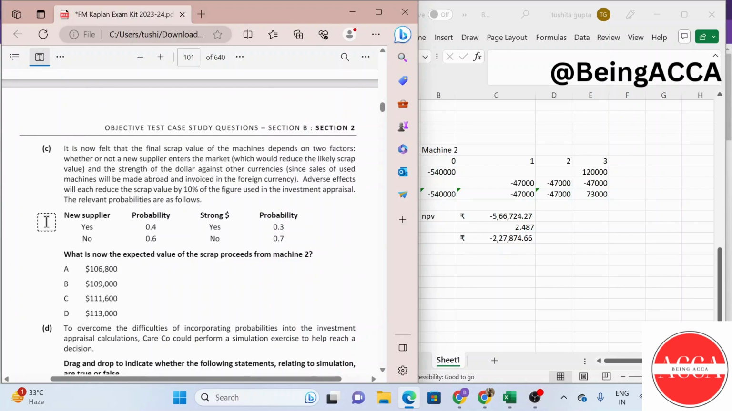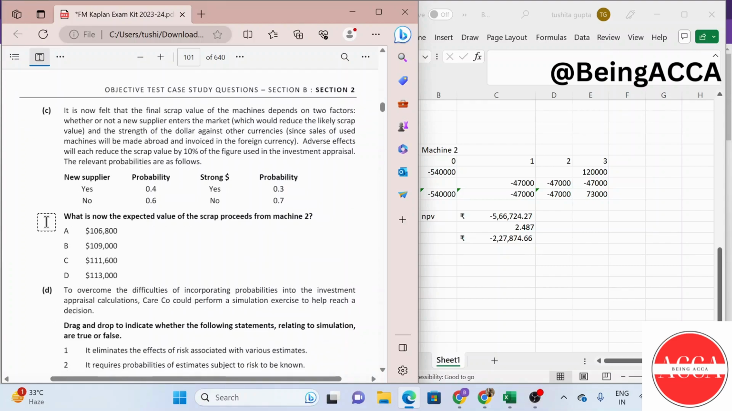Moving to the next one, it is now felt that the final scrap value of the machines depends on two factors: whether or not a new supplier enters the market, which would reduce the likely scrap value, and the strength of the dollar against other currencies, since the sales of used machines will be made abroad and invoiced in foreign currency. Adverse effects will each reduce the scrap value by 10% of the figure used in the investment appraisal. The relevant probabilities are given to us.